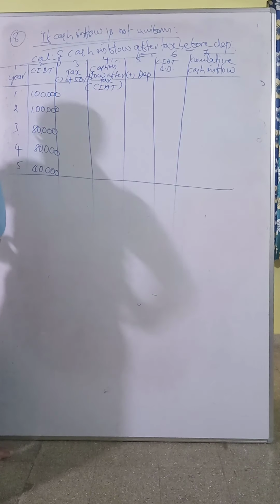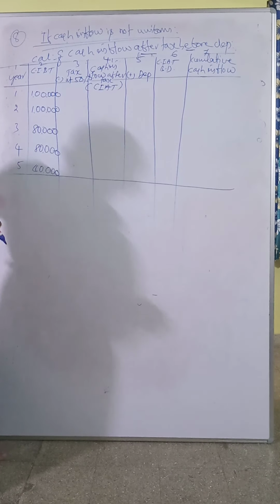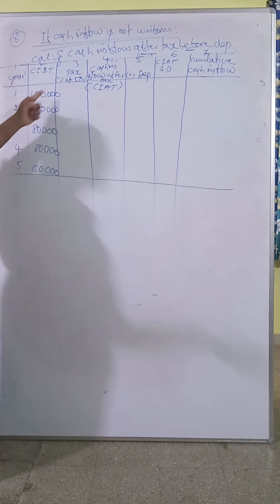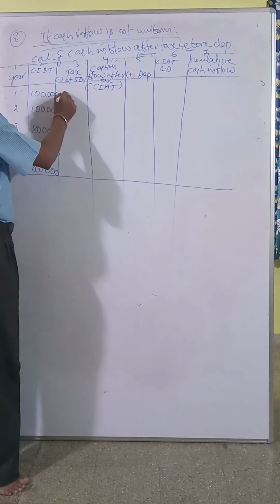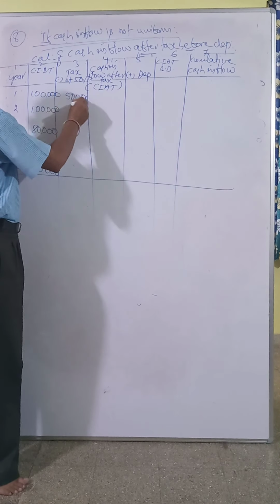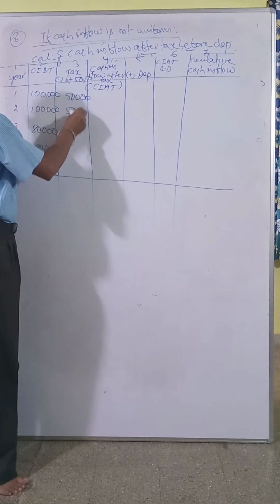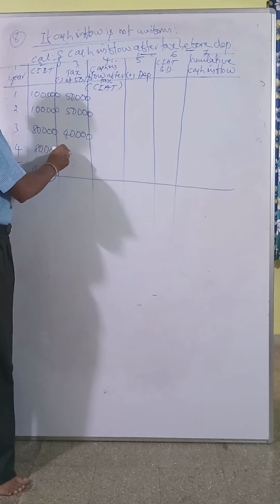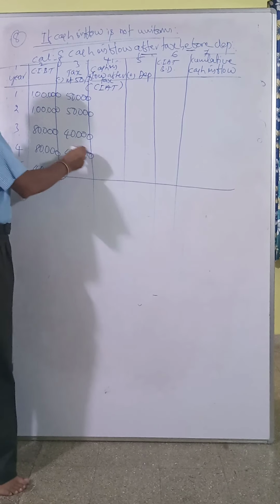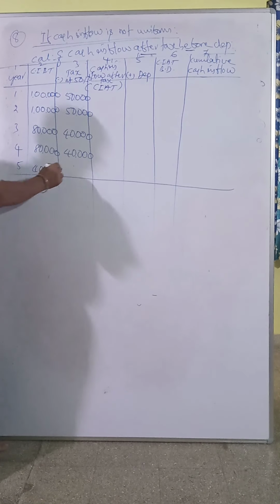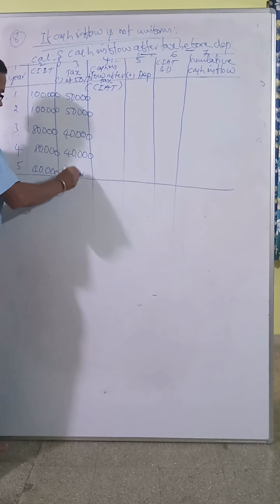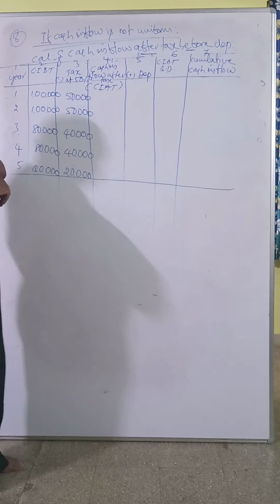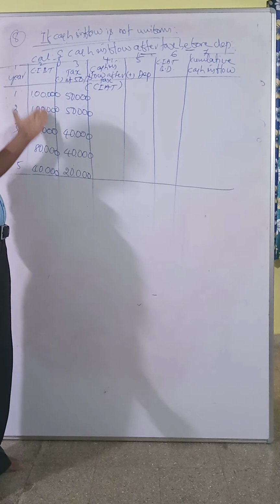Less tax at 50% on this. 1 lakh at 50%, 50 divided by how much? Half, 50,000. This is also half, 50%, 50,000. This is 80, which means 40,000. Again 80,000 means 50% is 40,000 tax. 40,000 means 20,000 tax. It's clear now? Tax is 50% on this.